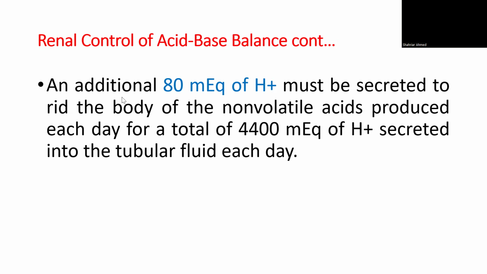But there is an important thing: an additional 80 milliequivalents of hydrogen must be secreted to rid the body of non-volatile acid produced each day, for a total of 4,400 milliequivalents of hydrogen ion secreted. This extra hydrogen ion must be secreted to rid the body of non-volatile acids.